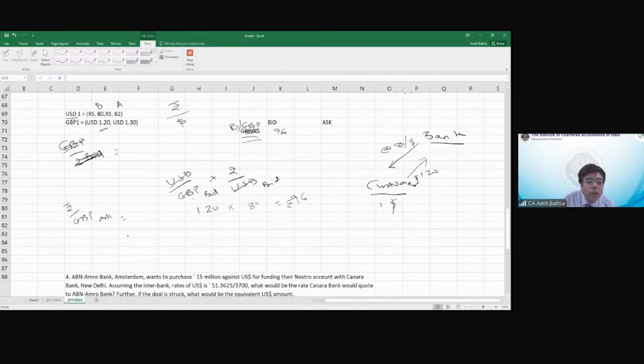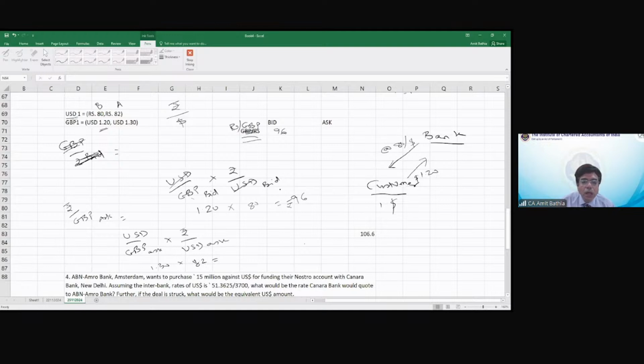I am going to say over here I want USD upon GBP ask multiplied by rupees upon USD ask. Right? So USD upon GBP ask is how much? 1.30, multiplied by 82. Rupees upon USD ask is what? 82. So what is the answer over here? 82 into 1.30. That is 106.6.